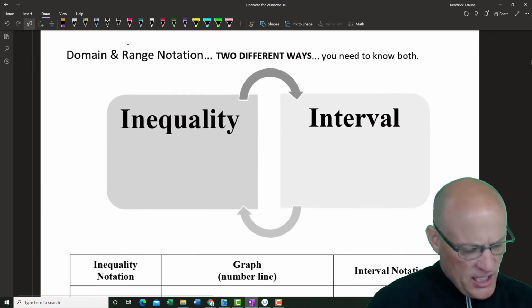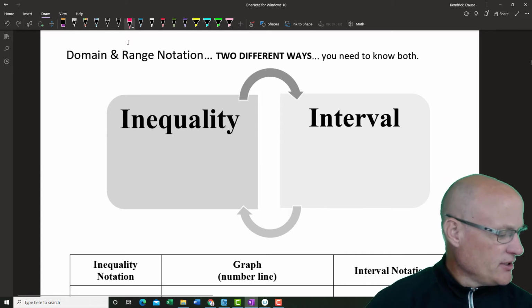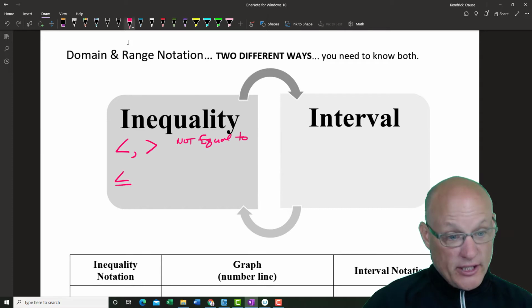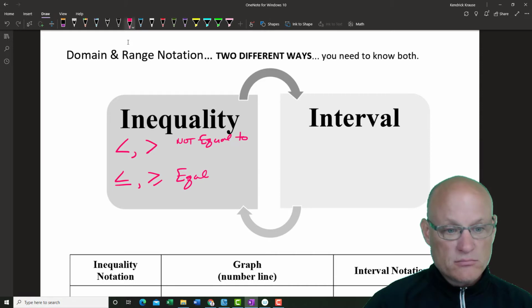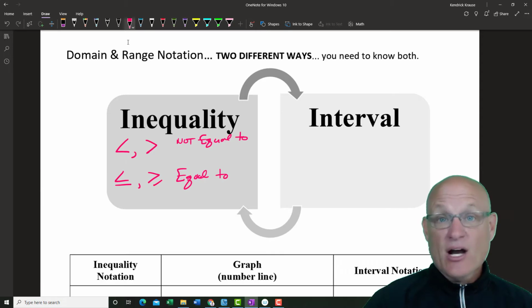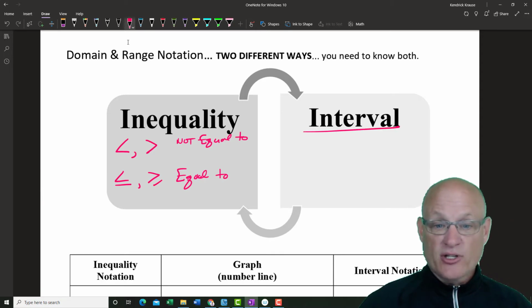So, if we're talking about inequality notation, then we will use less thans or greater thans. So you know that's less than or greater than, but remember that these are the ones that are not equal to. And if I use less than or equal to or greater than or equal to, these are the ones that are equal. Now in interval notation, it's just a different kind of notation. We use parentheses to represent not equal to.